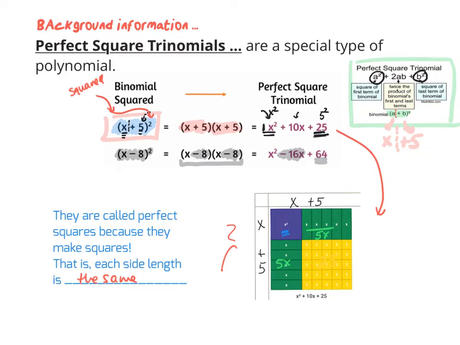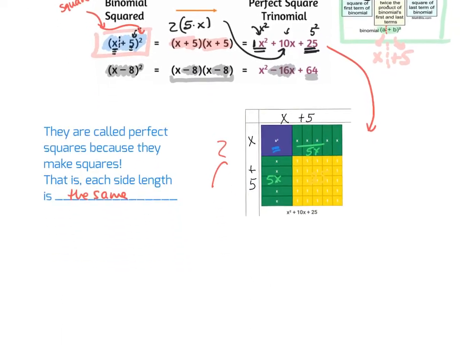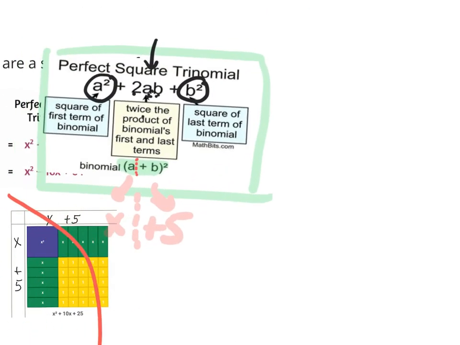And what they're saying in the middle is we take the two things that were in the parentheses, so x and 5, we'd multiply them, and then double it. So if I took 5, and I multiplied it by x, and then I doubled it, that should be my middle term. So we'll do a quick example to see that pattern one more time.